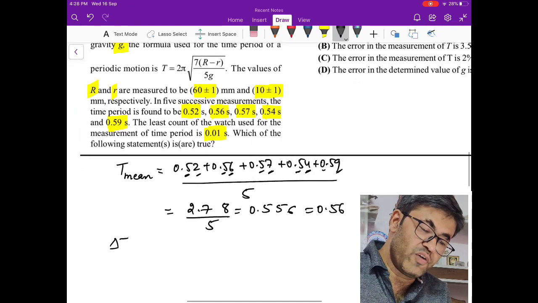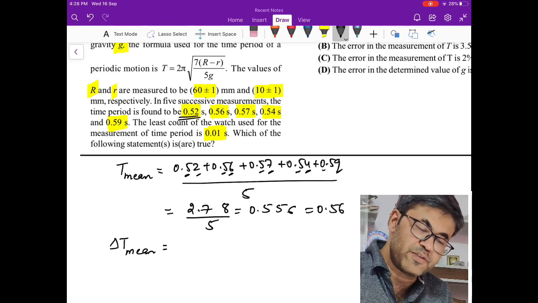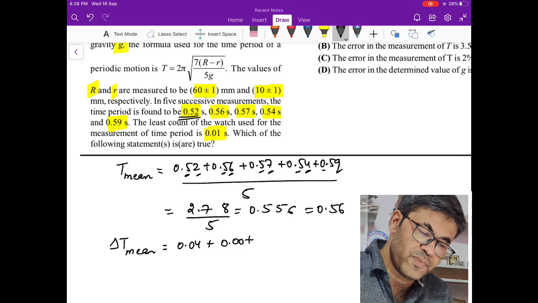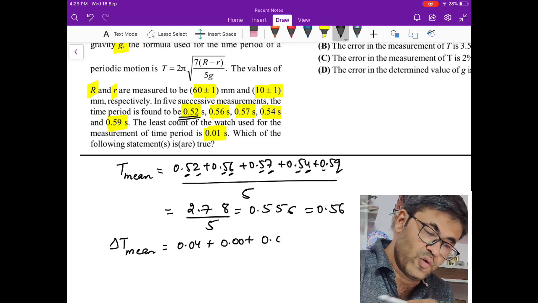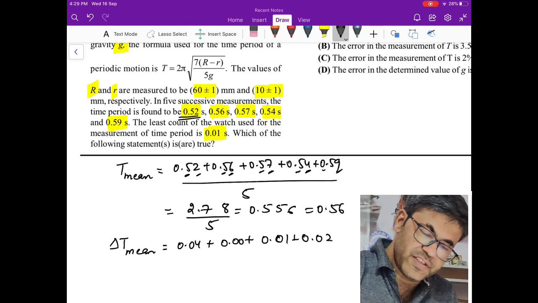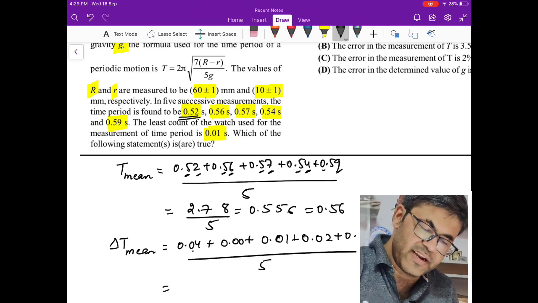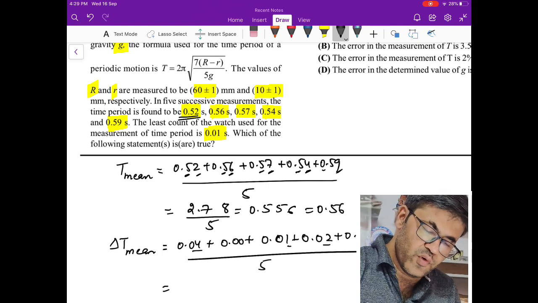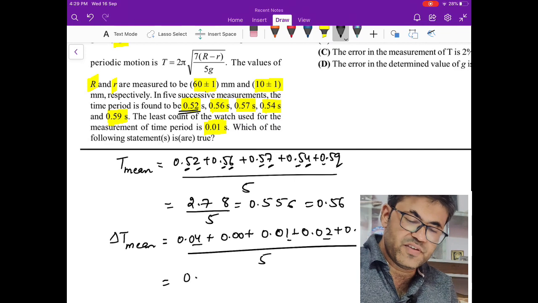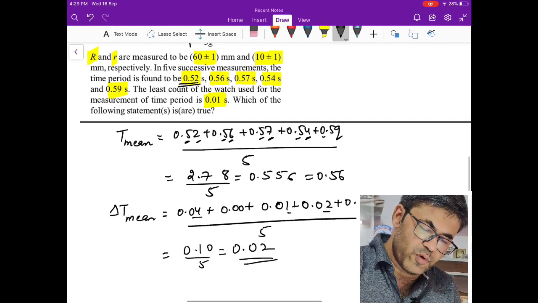The mean absolute error that you take, delta t mean, absolute errors. First of all, in the first case, the absolute error you will take would be 0.04. In the second it would be 0, in the third it would be 0.01, and 0.02, 0.03 you will take, and these are 5 observations. So 4, 5, 5 and 2 is 7, 7 and 3 is 10, so you will have 0.10 by 5, you will write it as 0.02. So that is what you have.